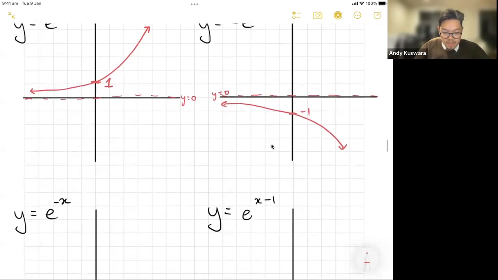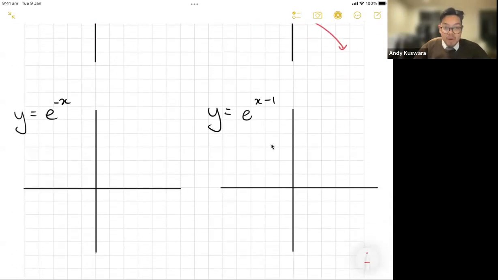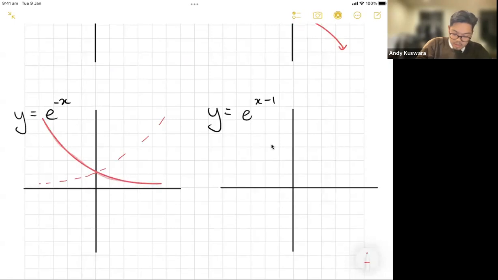Now, what happens if I have e to the minus x? That means I've now made my x negative. Usually my graph would look like this. The way that e to the negative x goes is it's actually going to reflect across this line, x equals 0. So it reflects. It's still going to cut at +1. If you want to double check, what is e to the power of -0? It's still 1. And again, we're still going to have this asymptote at y equals 0.